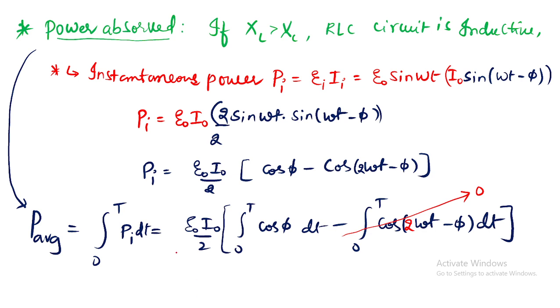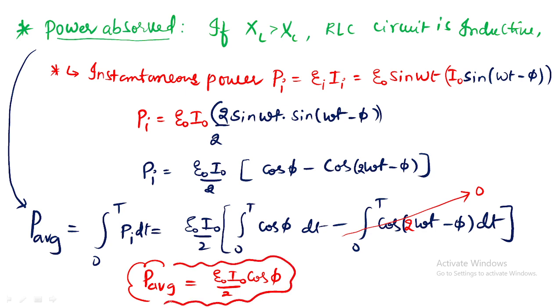That will become 0 anyhow. So we will get a simple answer here. Are you getting my point? So the average power is equal to E naught I naught divided by 2 into cos pi. At last you will get the answer like that.